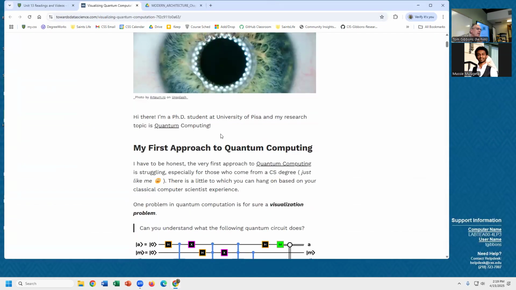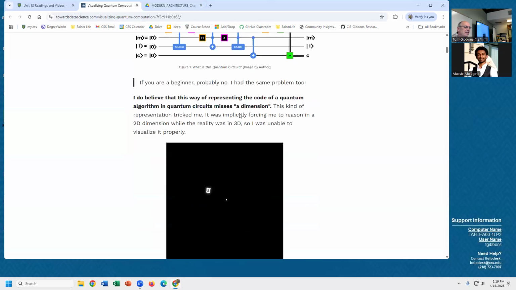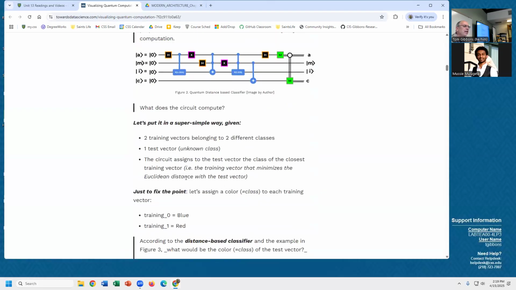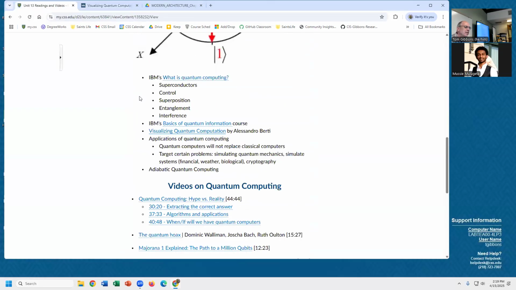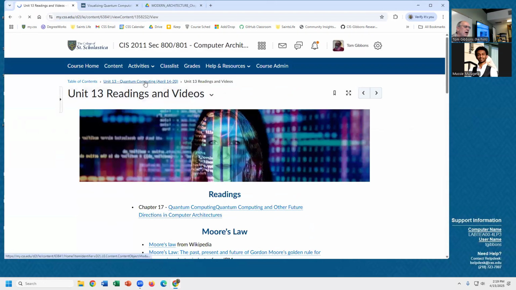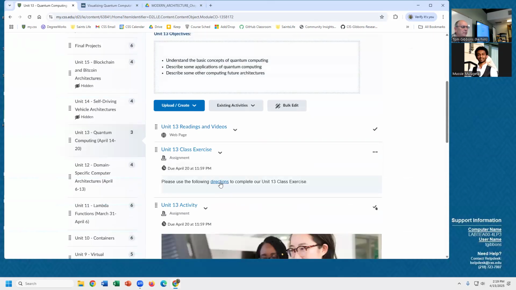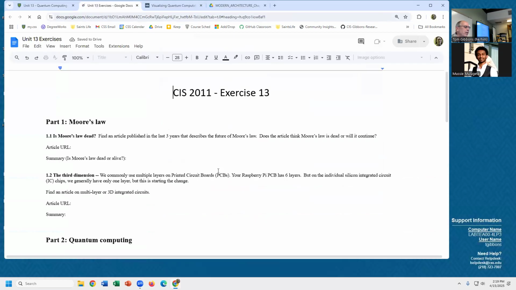This is another article that talks about quantum computing and has a little more detail of how this works, some of the different states they want, and a little bit about how complicated this is. So while I'm doing this, let's have you start working on the exercise if you haven't already. Why don't you go back here, find the exercise, bring it up, and let's start looking at what's in that.